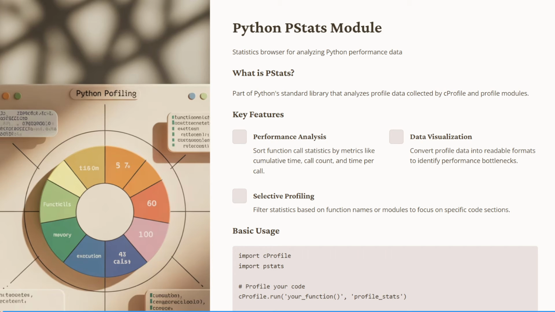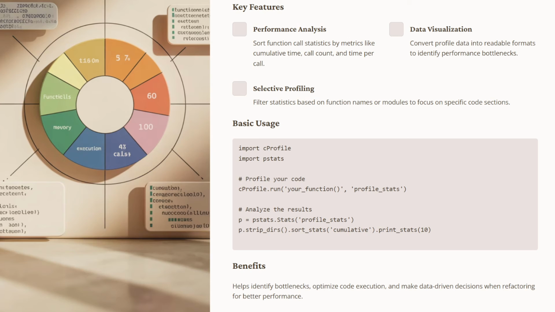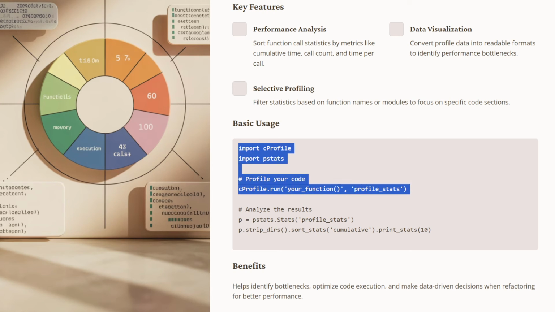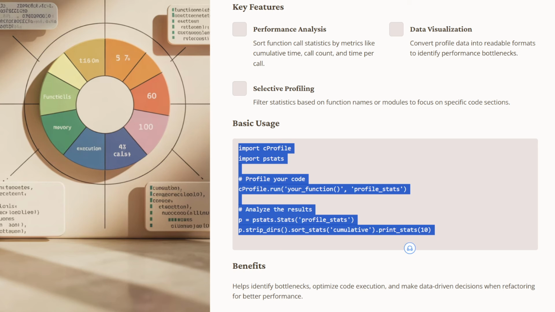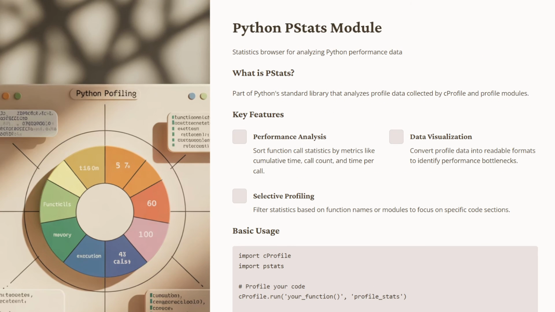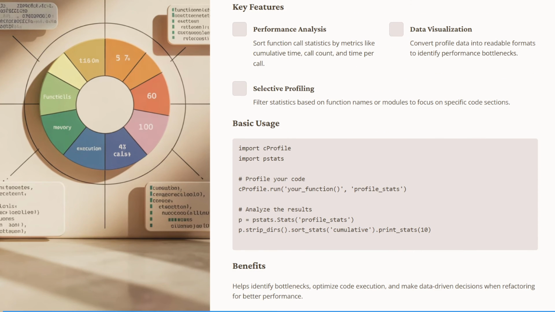specific code sections. So here's a basic usage code right here, which you can try to write out and implement in your VS Code to see and understand how the system actually works in terms of Python's pstats module. Okay, so it helps identify bottlenecks, optimize code execution, and make data-driven decisions when we're refactoring for better performance.